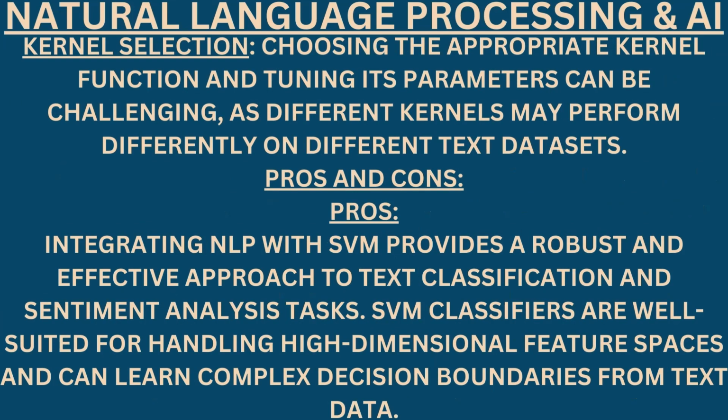Kernel selection. Choosing the appropriate kernel function and tuning its parameters can be challenging, as different kernels may perform differently on different text datasets. Pros and cons. Pros. Integrating natural language processing with SVM provides a robust and effective approach to text classification and sentiment analysis tasks. SVM classifiers are well suited for handling high-dimensional feature spaces and can learn complex decision boundaries from text data.